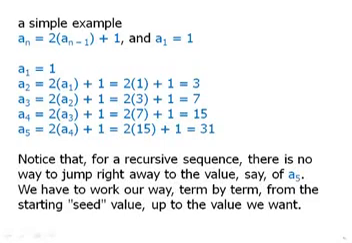Notice that for a recursive sequence, there's no way to jump right away to the value, say, of a sub 5, the fifth number on the list. We have to work our way term by term from the starting seed up to the value we want. So this is very different from the algebraically defined sequences or arithmetic sequences. We can't just jump to a later term. We have to ratchet our way up term by term, finding every term along the way up to the term that's desired. So obviously the test is never going to ask you to find, say, the 40th term.